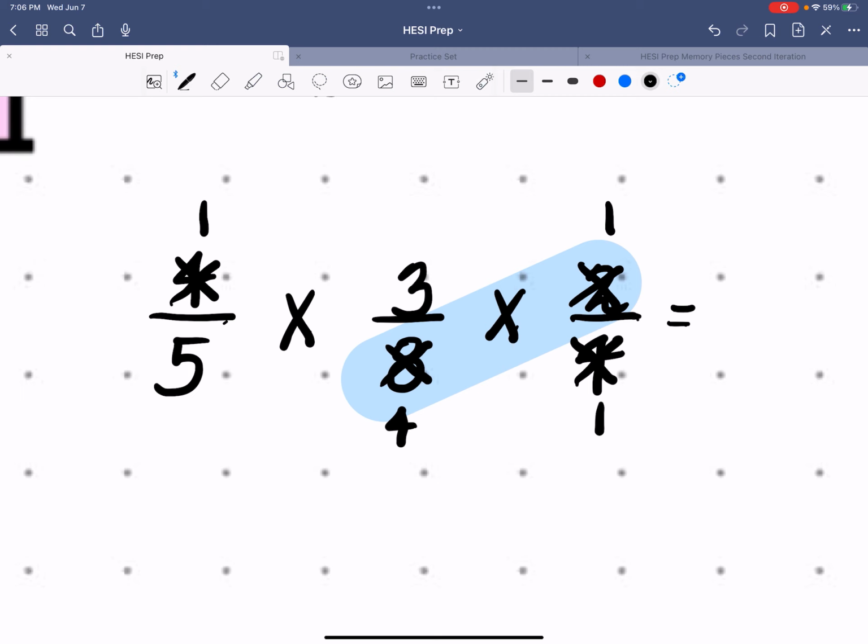You can't do anything with the 5 and the 3, but this is still much smaller than it would have been. So 1 times 3 times 1, that's 3. 5 times 4 is 20, times 1 is 20. And that's your final answer.